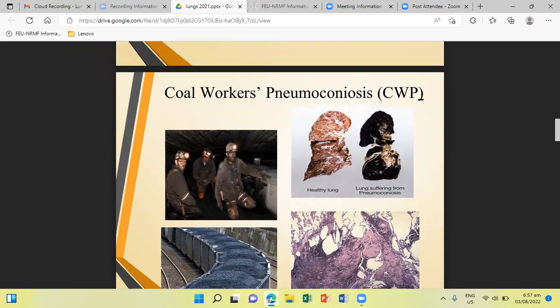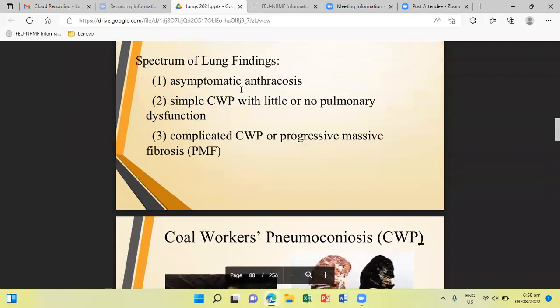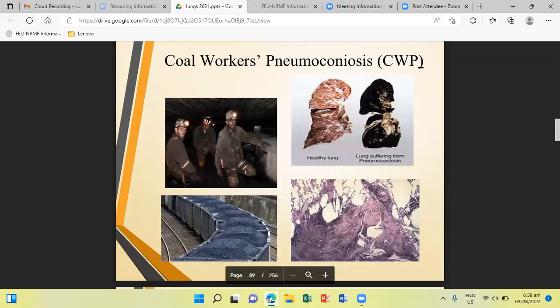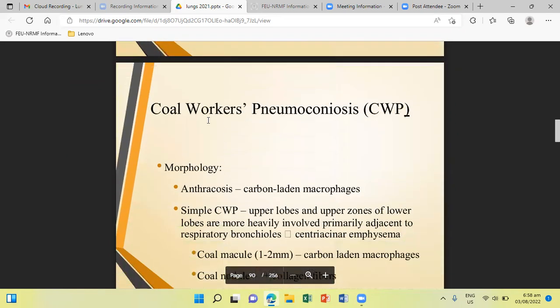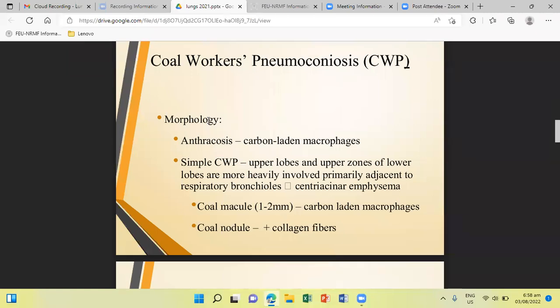When you say simple coal workers' pneumoconiosis, what we mean by that is often it is characterized by coal macules, the diameter of which is around 1 to 2 millimeter. When it gets to be larger, that is then what we call complicated coal workers' pneumoconiosis. So the problem with complicated coal workers' pneumoconiosis is usually there is progressive massive fibrosis.